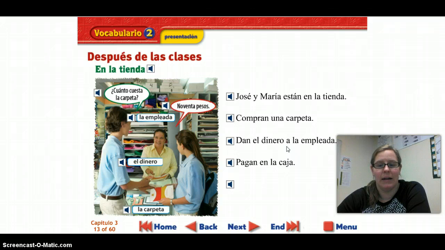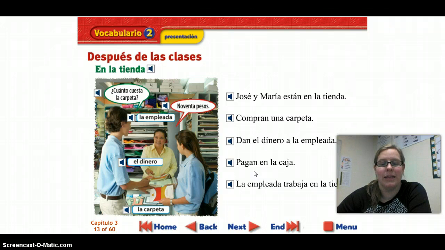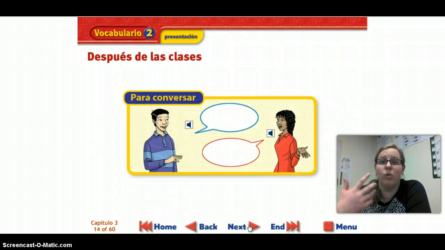Pagan en la caja. They pay. So they don't pay in the register or where the cashier is, but they pay at. So sometimes in can be used like at, right? La empleada trabaja en la tienda. So this is a logical sentence. The worker works at the store, okay? So if I ask you the question, who works at the store, you better tell me, la empleada trabaja en la tienda.